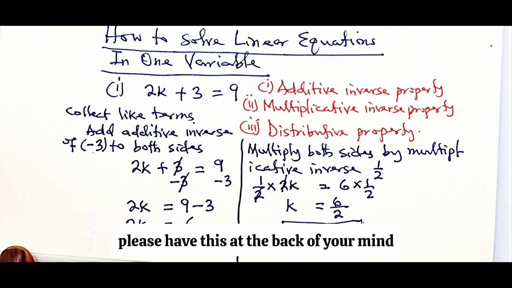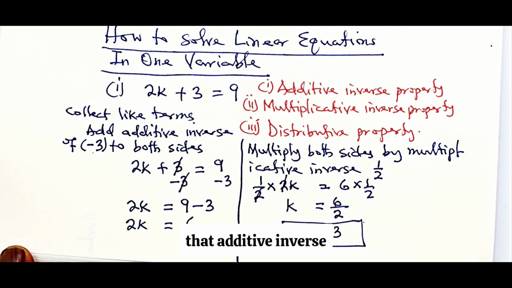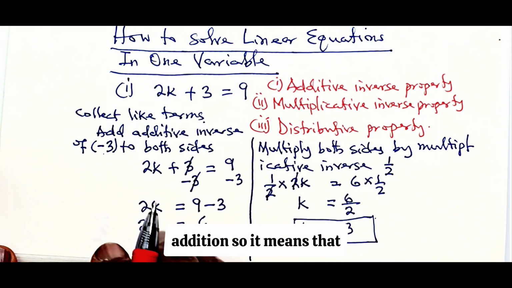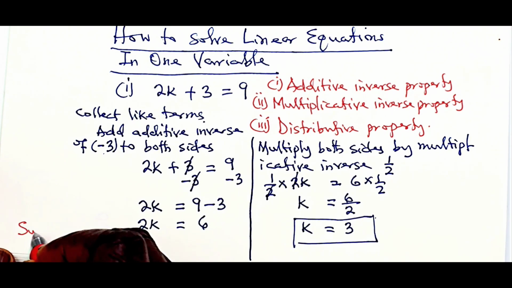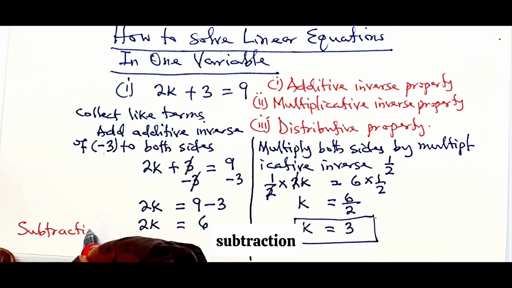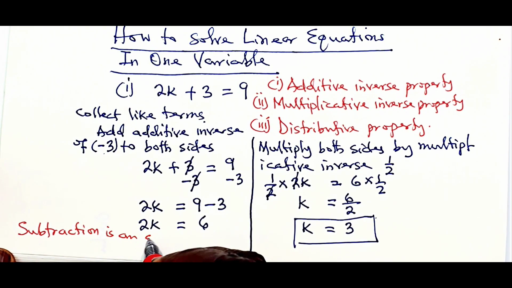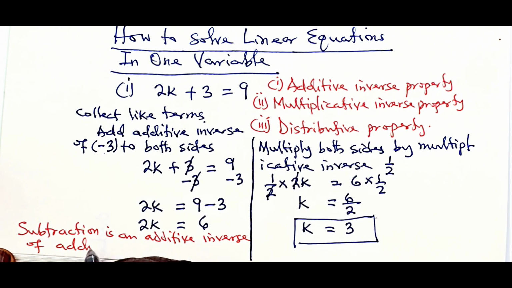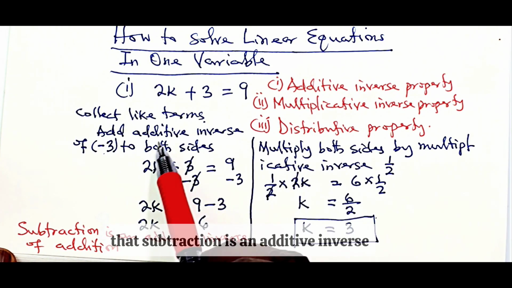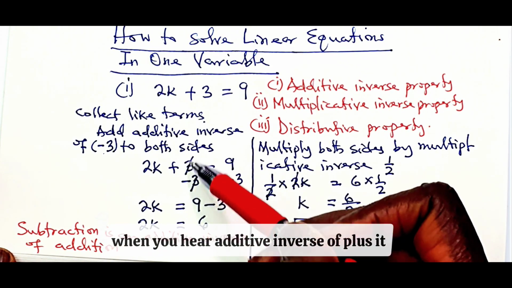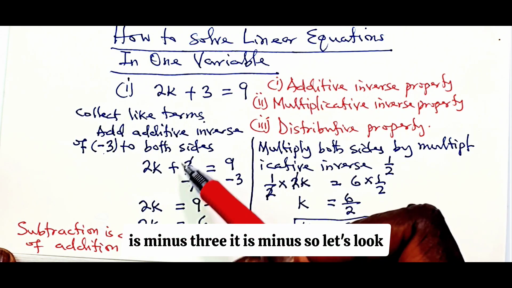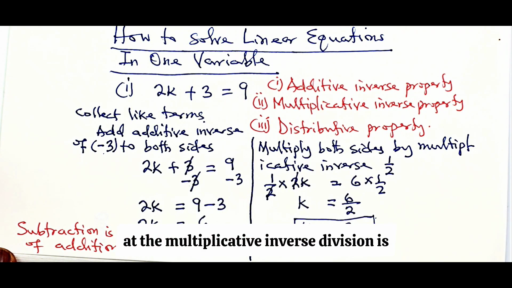Please have this at the back of your mind: additive inverse goes with subtraction and addition. So it means that subtraction is the additive inverse of addition, of which we have seen here that subtraction is an additive inverse. When you hear the additive inverse of plus 3, it is minus 3.